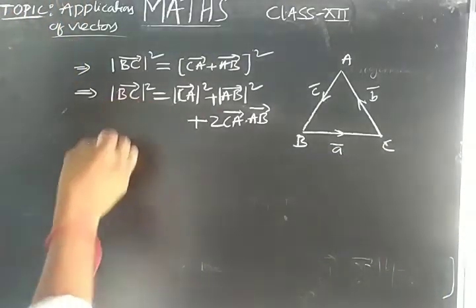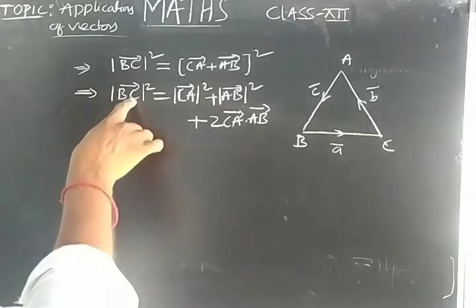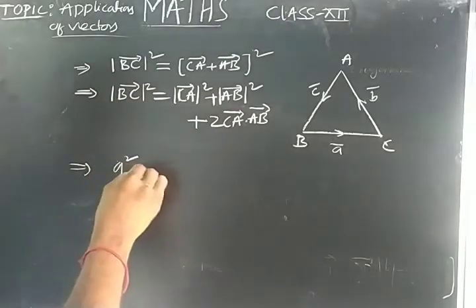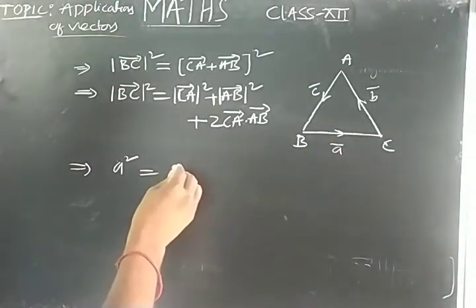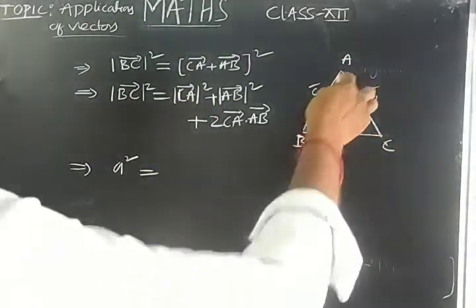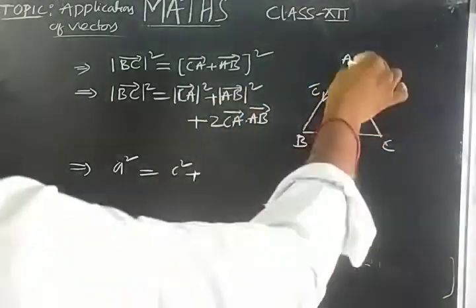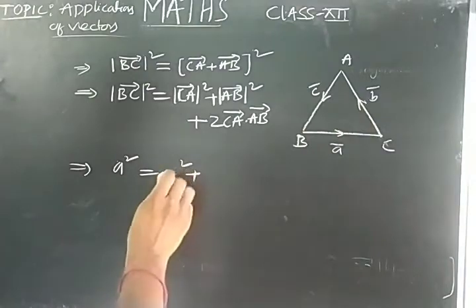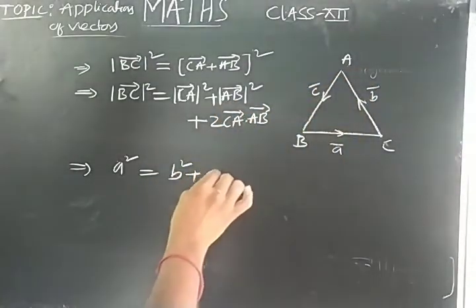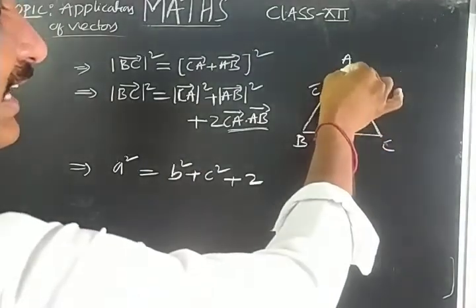Now I will substitute the mod BC value. Modulus is length, so mod BC square is a square. BC length is a, right? Now CA length is what? The vector is denoted by B, but the length is denoted by b square. AB is c square. So we get a square equals b square plus c square plus 2 times CA dot AB, that means the dot product between CA and AB.